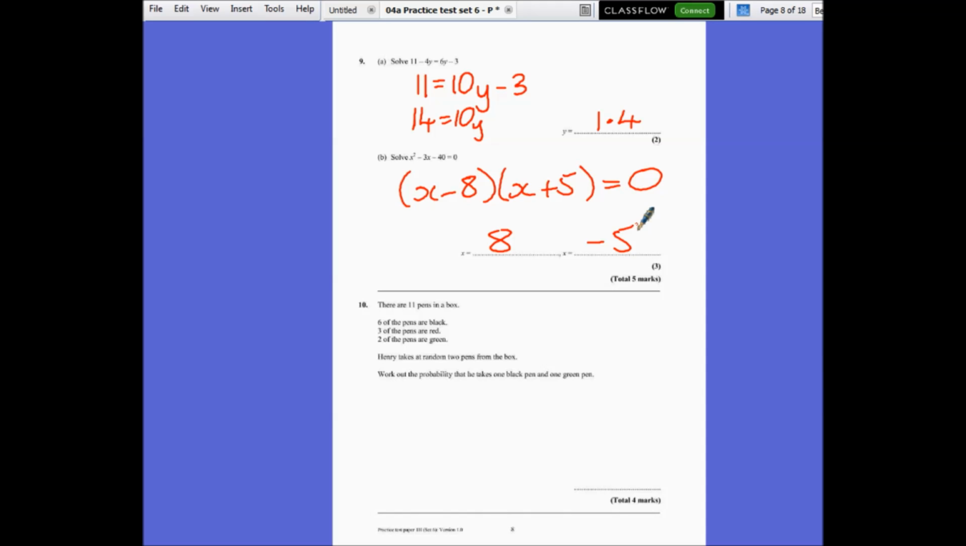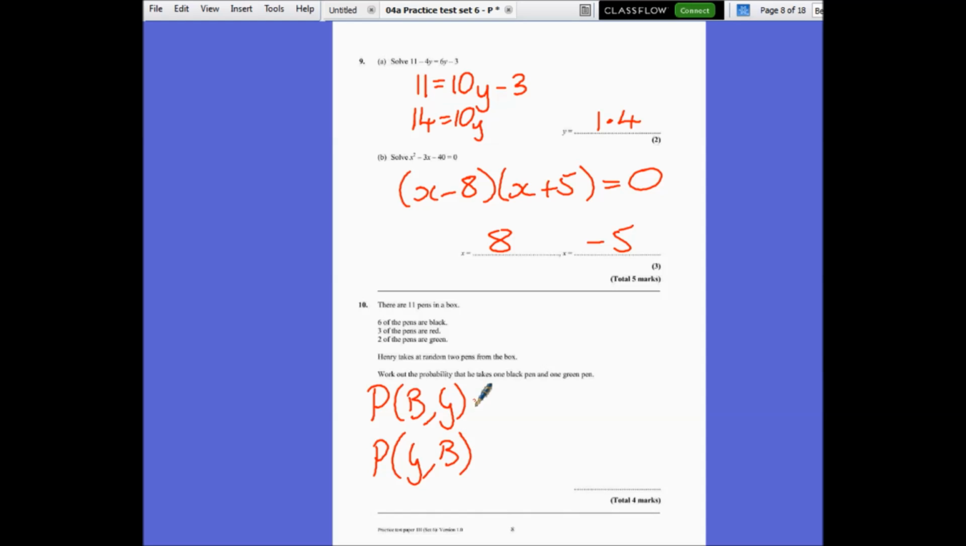Question 10. There are 11 pens in a box. 6 of the pens are black, 3 of the pens are red, 2 of the pens are green. Harry takes at random 2 pens from the box. Work out the probability he takes out 1 black pen and 1 green pen. Well, there are 2 ways of getting a black pen and a green pen. You can either get the black first and then the green, or you can get the green first and then the black.